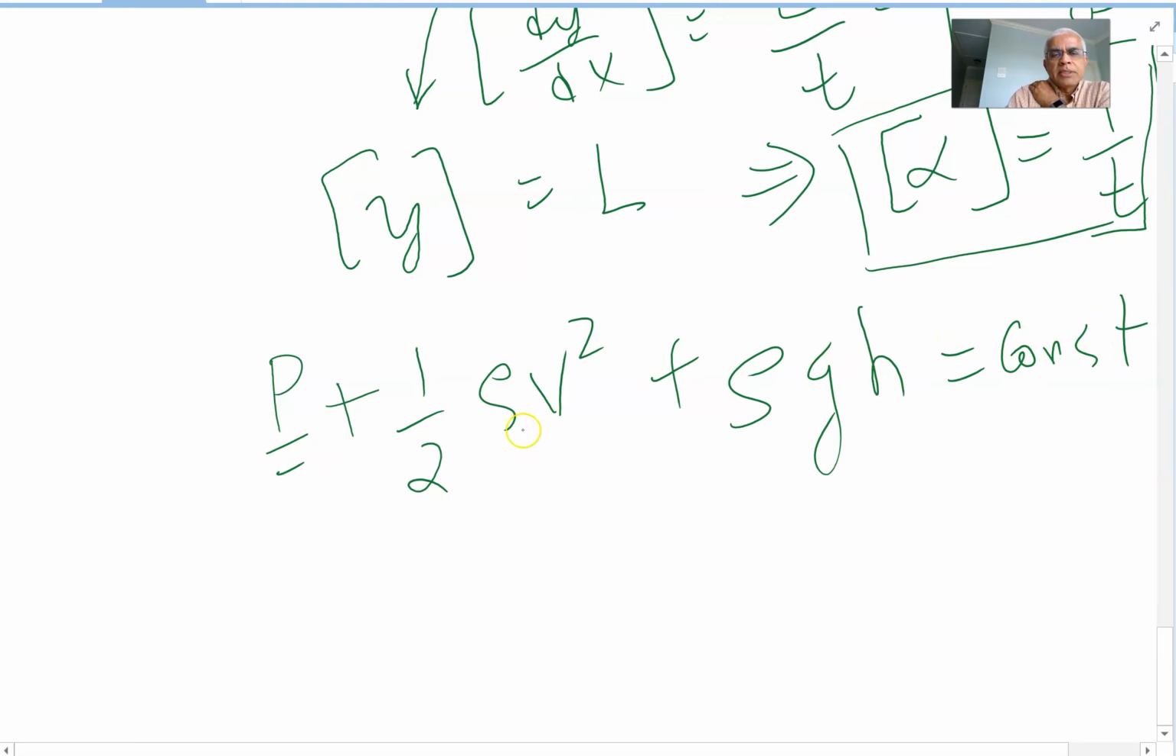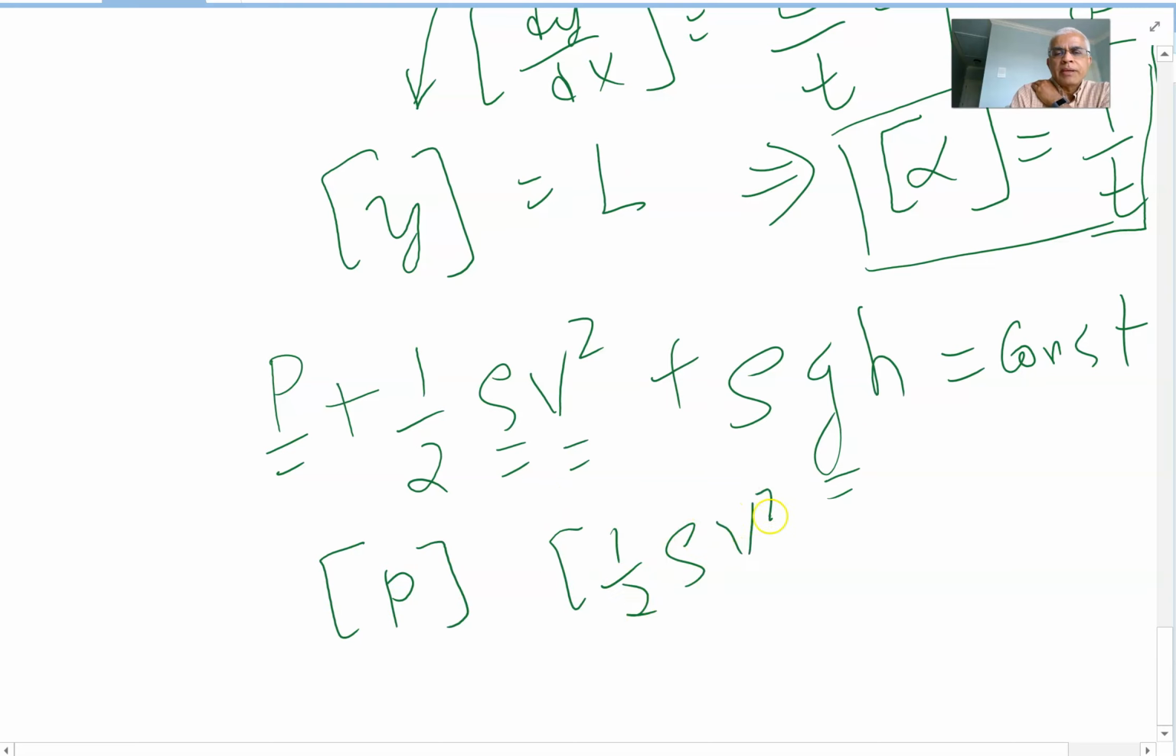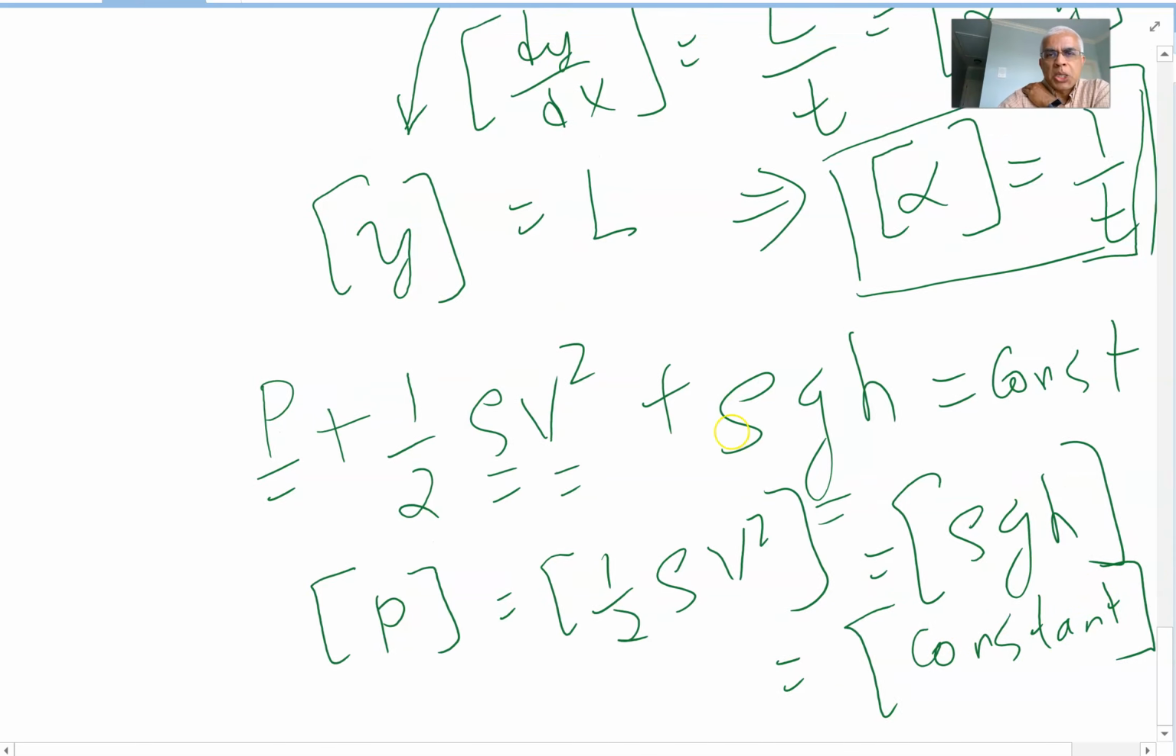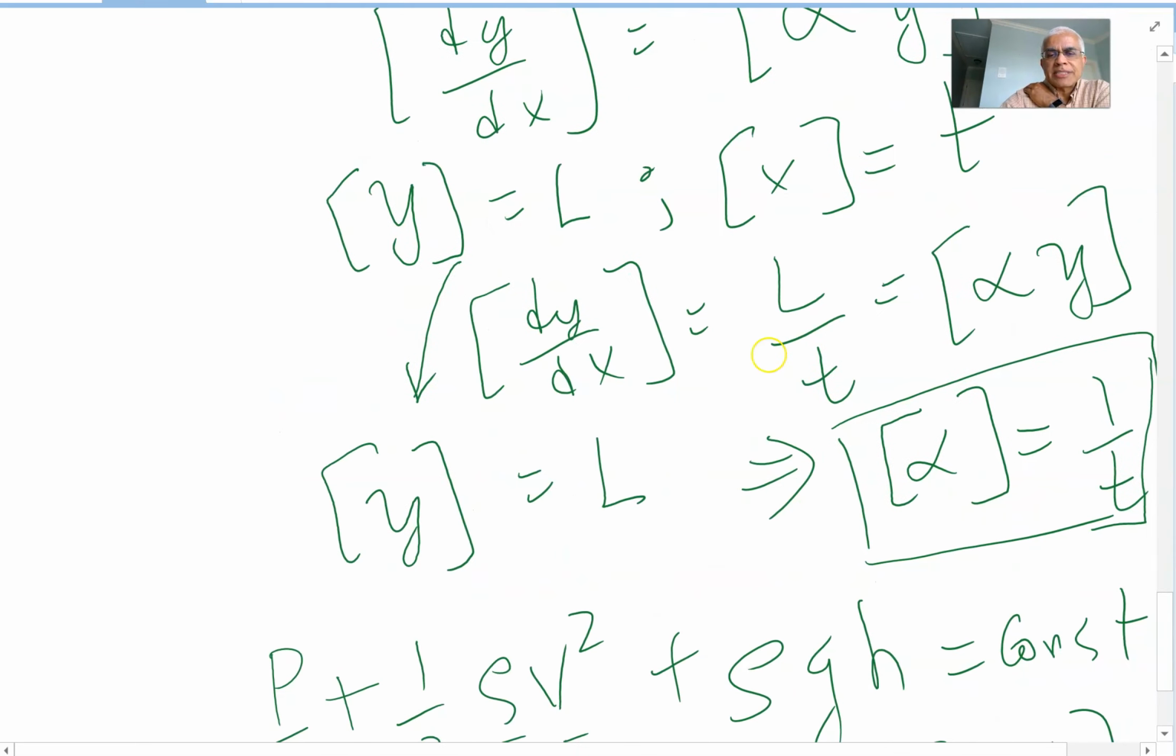P is pressure, rho is density, V is velocity, G is acceleration due to gravity. And if you read the discussion, basically the dimensions of P, the dimensions of half rho V squared, the dimensions of rho G H all have to equal each other, okay? And which will have to equal the dimensions of the constant, by the way, on the right hand side of the expression above, okay? That's one aspect of the principle of dimensional consistency.